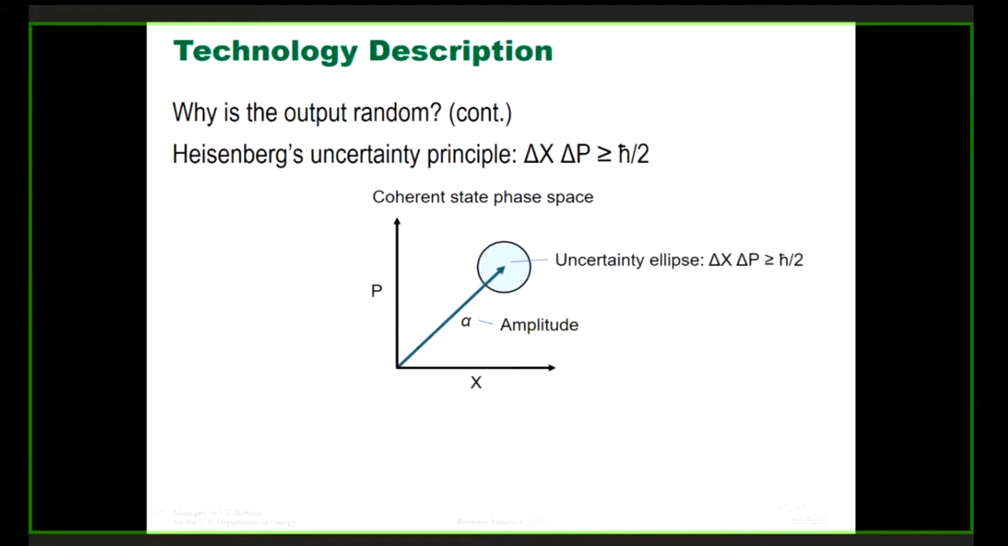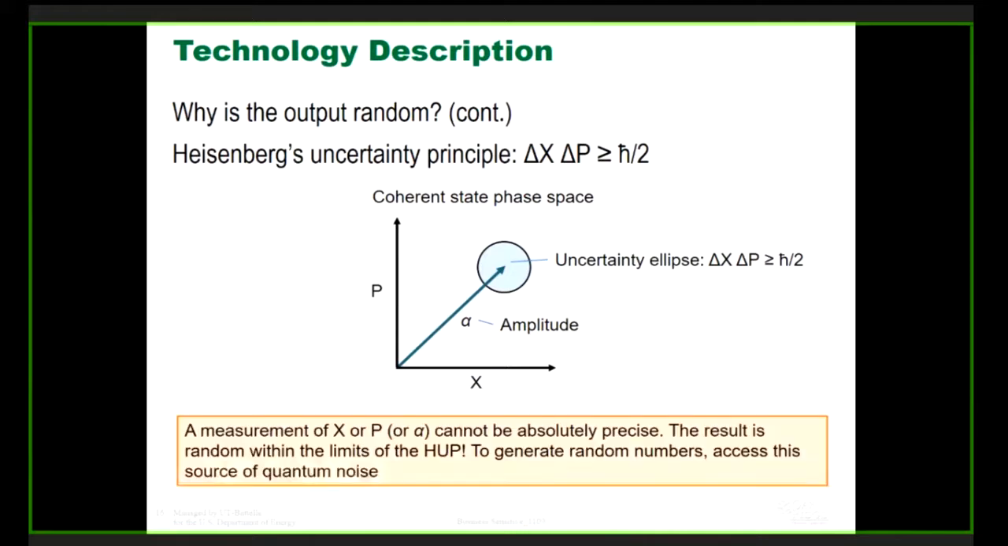So the uncertainty ellipse is given by that function. A measurement on x or p can't be absolutely precise. A lot of people, in the early days of quantum mechanics, had a problem with that. Instead, what we do is we exploit that fact, because what we want is randomness. So actually, we just measure noise to get our randomness.